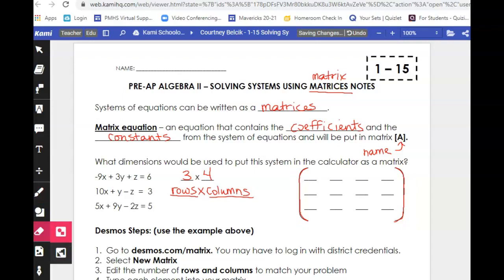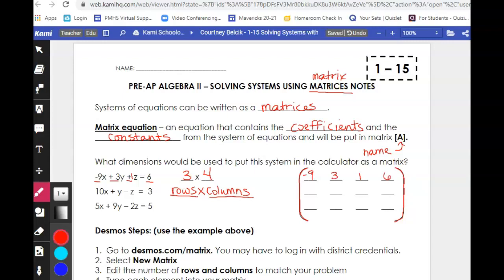When I write my matrix equation, let's look at the first equation in my system. My coefficients are -9, positive 3, positive 1, there's an invisible 1 there, and then my constant is a 6. So negative 9, 3, 1, 6.